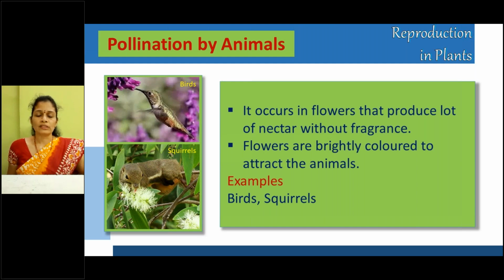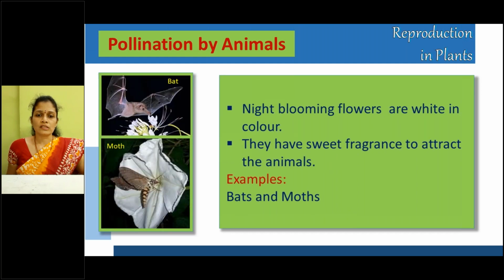Okay, let us see some other pollinating agents in our next slide. What do you see in this slide, children? This is a bat and this is a moth. Both are nocturnals. What do you mean by nocturnals, children? Nocturnals means they move during the night time. So night blooming flowers are white in color because they should be visible to these nocturnals, and these flowers will be pollinated by the bat and moth, and these flowers will have a sweet fragrance to attract these animals.